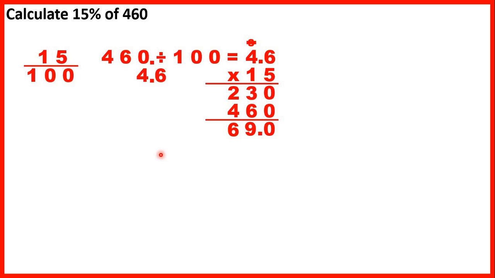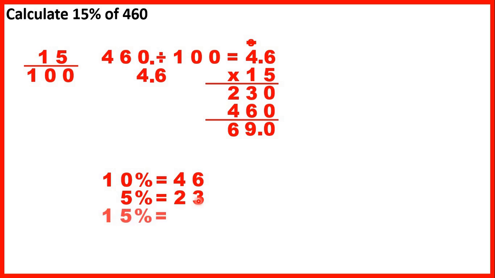We could have also solved this question in a different way. So we can find 10% of a number by dividing by 10. So 460 divided by 10 is 46. But that's 10%, and we need to find 15%. So we need another 5%. 5% will be half of 10%. So half of 46 is 23. And then we can add those together to get 15%. 46 plus 23 is 69, so we get the same answer.